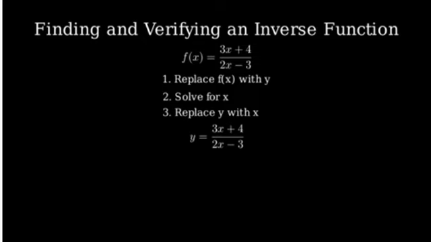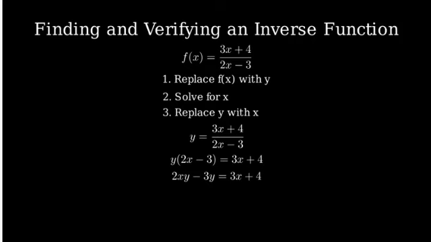Now, let's multiply both sides by 2x - 3 to clear the denominator. This gives us y times (2x - 3) equals 3x + 4. Next, let's distribute y on the left side. We get 2xy - 3y = 3x + 4.